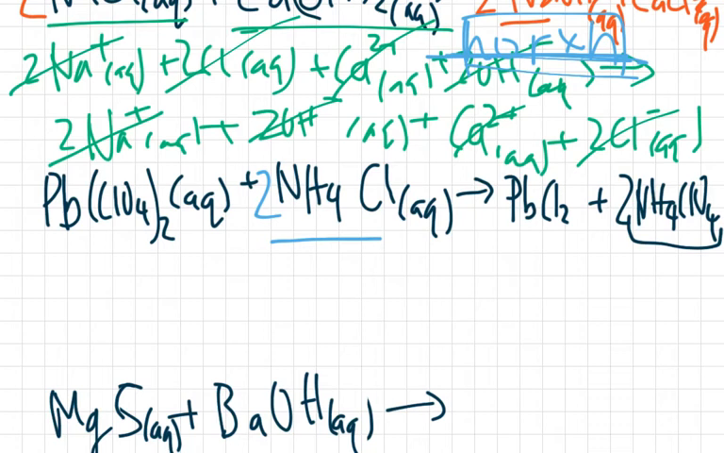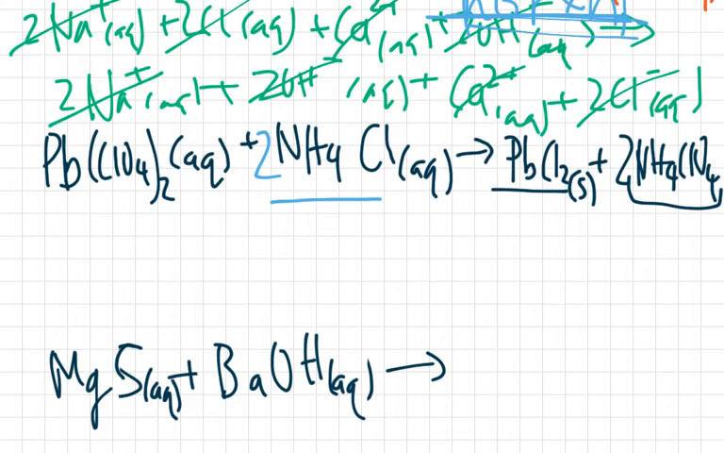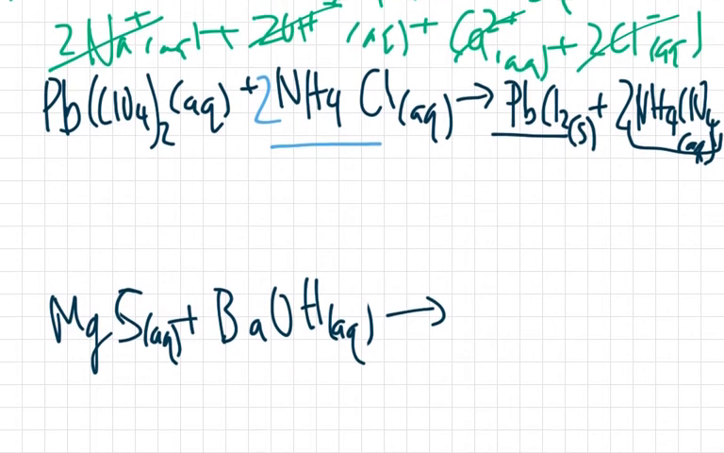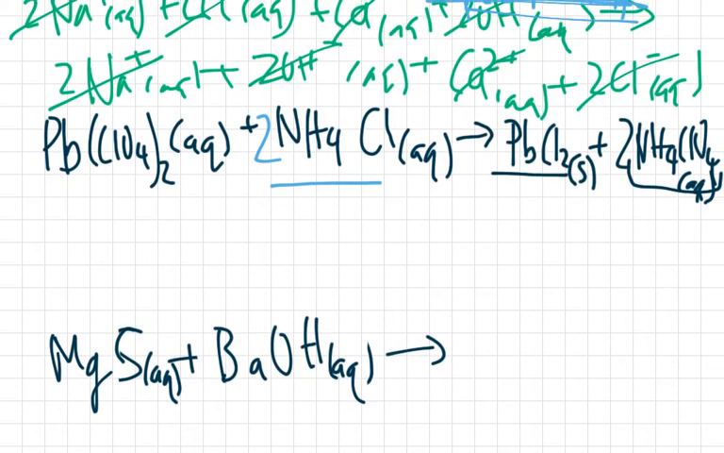So will this PbCl2 be solid, or will it be aqueous? Or in other words, will it be soluble or insoluble? Well, I think this is going to be insoluble, so it's going to be a solid, since chlorides will precipitate with lead 2+. Now what about NH4ClO4? This one is aqueous because NH4+ is always soluble. So now we can do some net ionic equations.